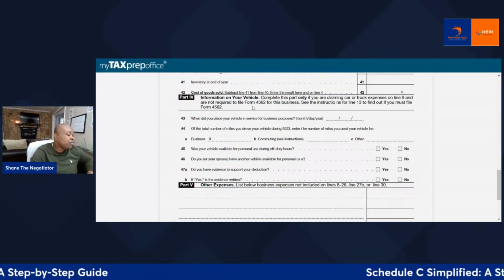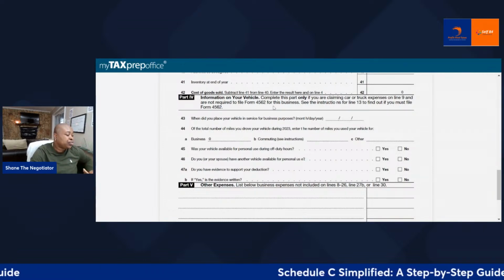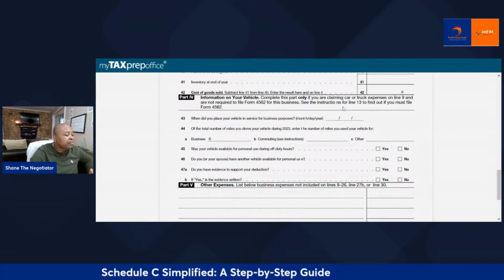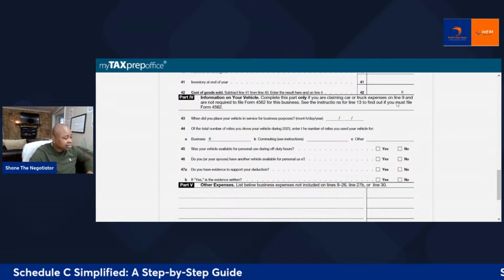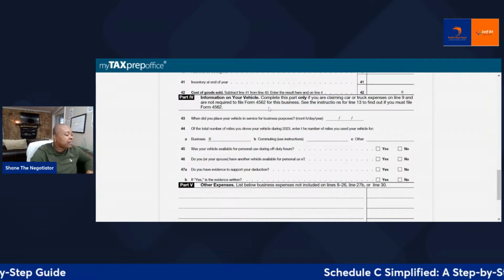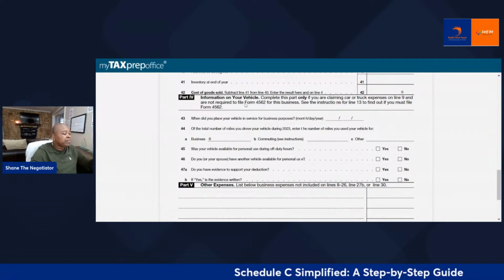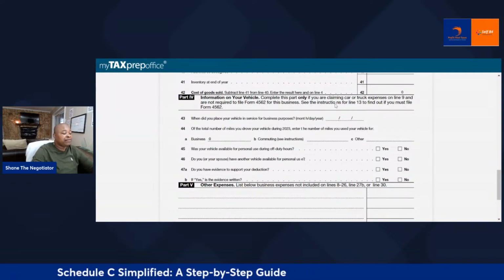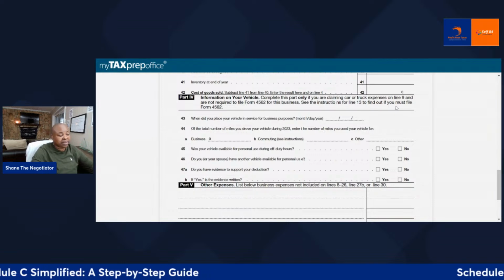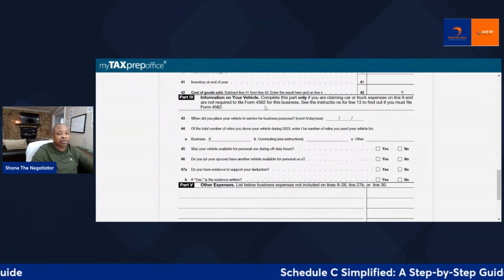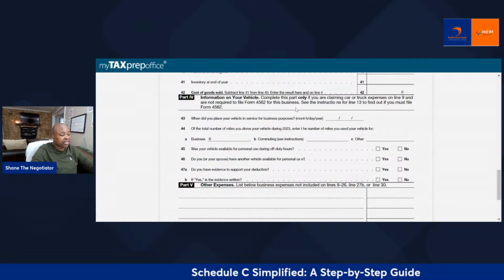So in that form, it's called Form 4562 for businesses. You're going to pretty much use this form to complete it for your car or truck expenses on line 9 and are not required to file 4562. So let me read this again. Information on your vehicle. Complete this form, this part only, if you are claiming car or truck expenses on line 9 and are not required to file a Form 4562 for this business.